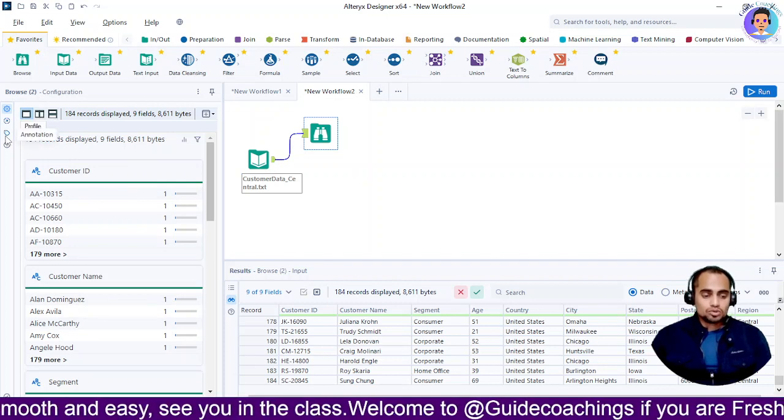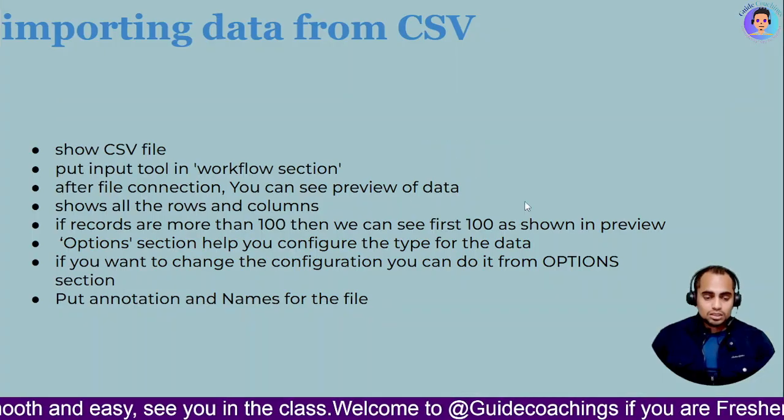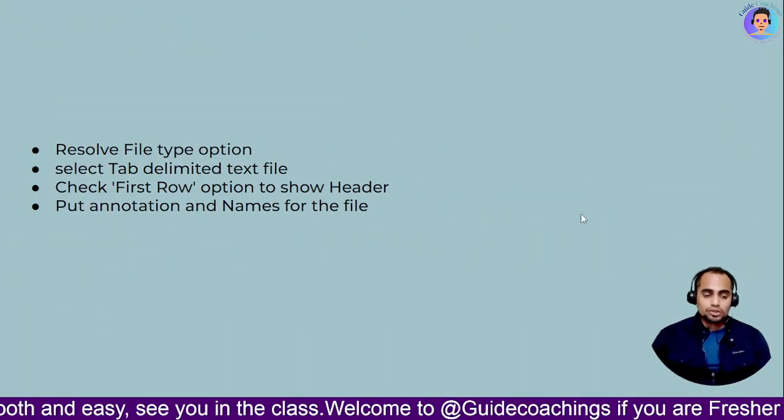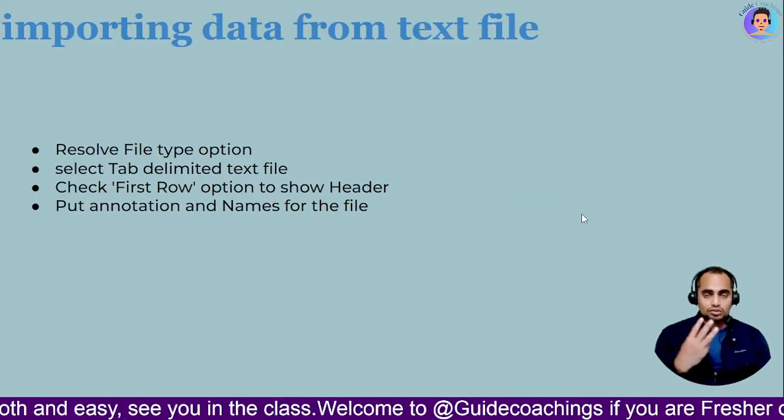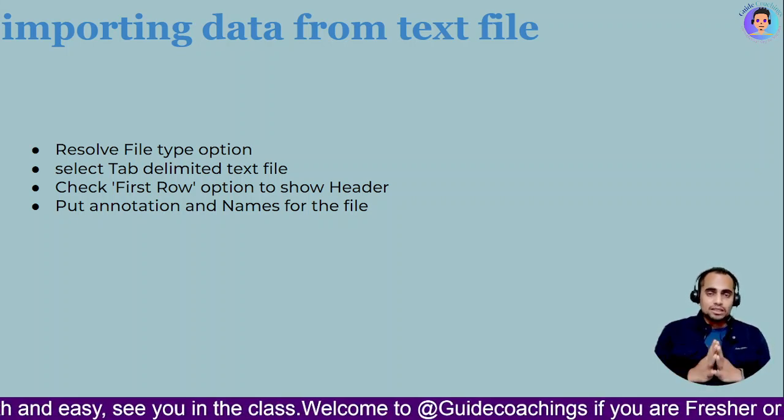Now if I want to change the annotation, we can do it from here as well. These are the points which I wanted to make over here: that we can connect three types of files with Alteryx and get the data. It is pretty much simple.